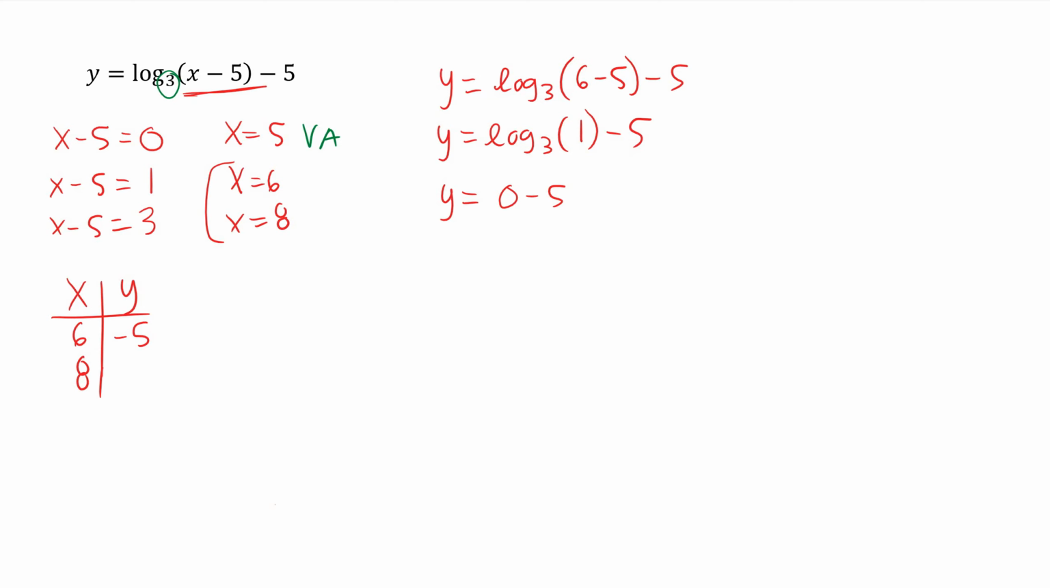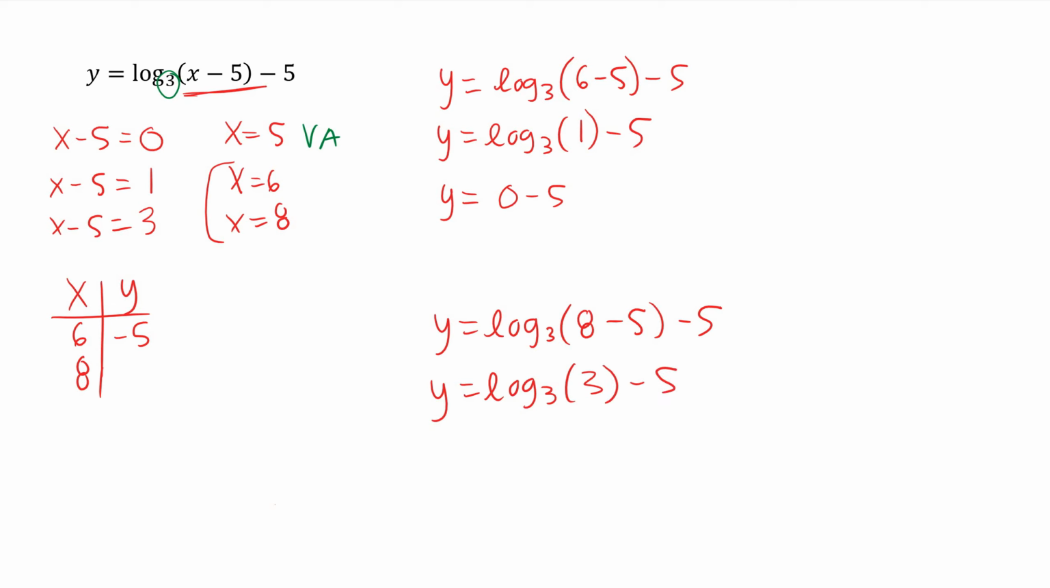Now let's solve for our next y. Y is equal to log base 3. Now I'm plugging in my second x. My second x is 8, minus 5, minus 5. So y equals log base 3 of 8 minus 5, which is 3, minus 5. Now what is log base 3 of 3? Well, that's 1. So I'll have 1 minus 5, and y equals negative 4.